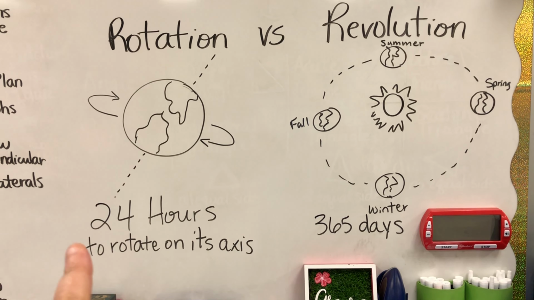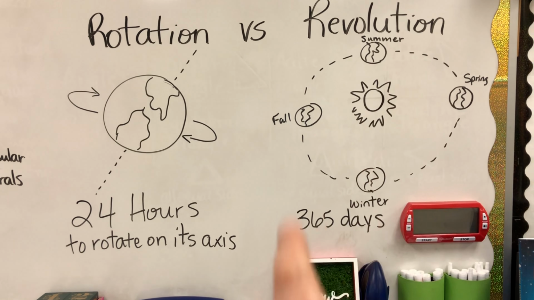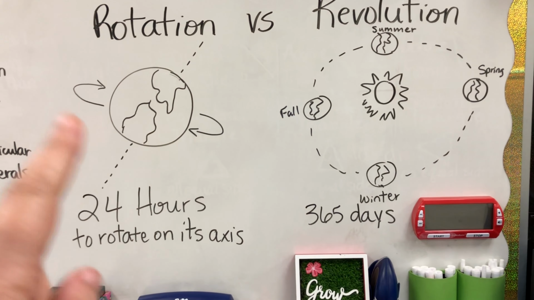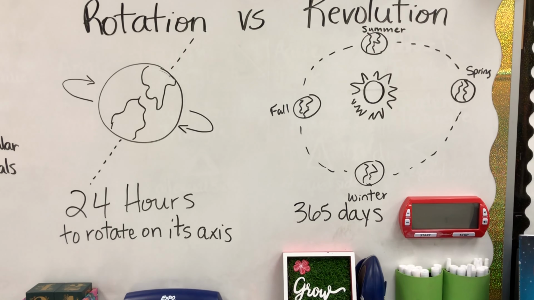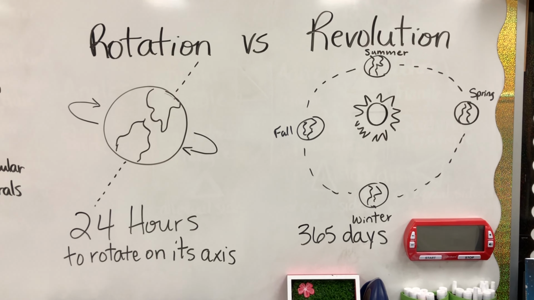So rotation lasts about 24 hours. Revolution is about 365 days. Rotations cause day and night. Revolutions cause the seasons. So again, I'm very happy to introduce this weekly science review to help my students review these skills so they keep them at top of mind, because these are things they need to make sure they remember as they head into 5th grade and beyond.